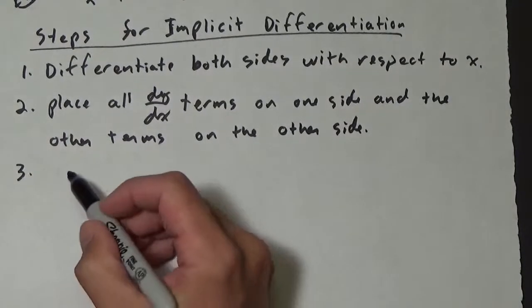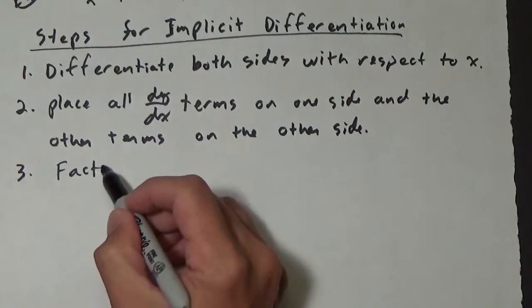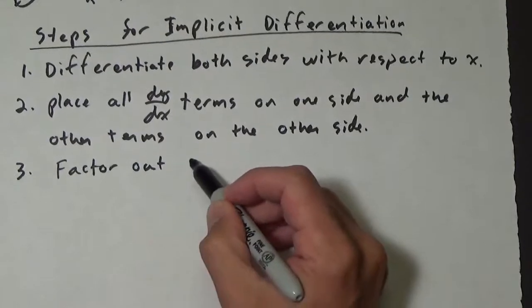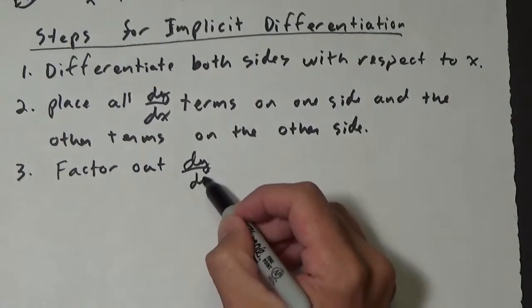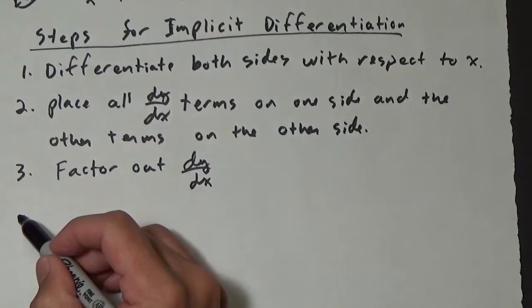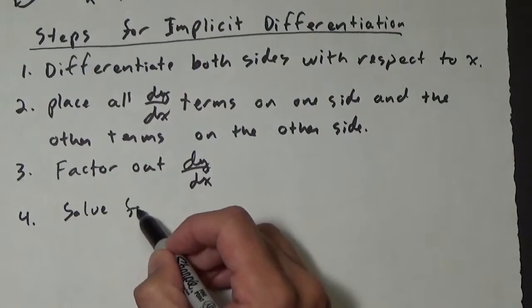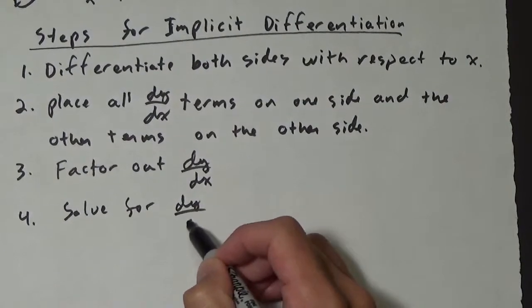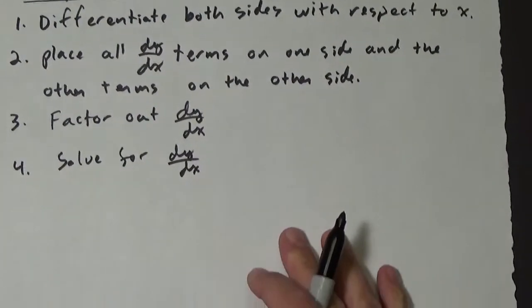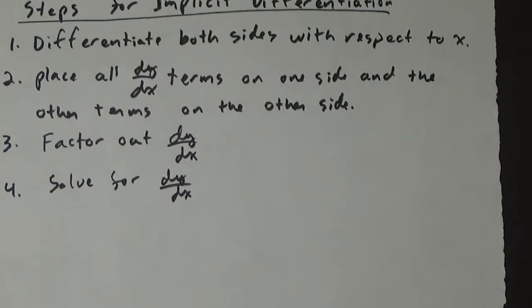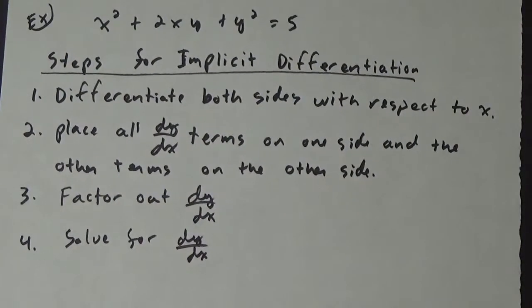Step three. We're going to factor out dy/dx. And then step four, we're going to solve for dy/dx. Okay, so there are the 4 easy steps to finding the derivative using implicit differentiation.